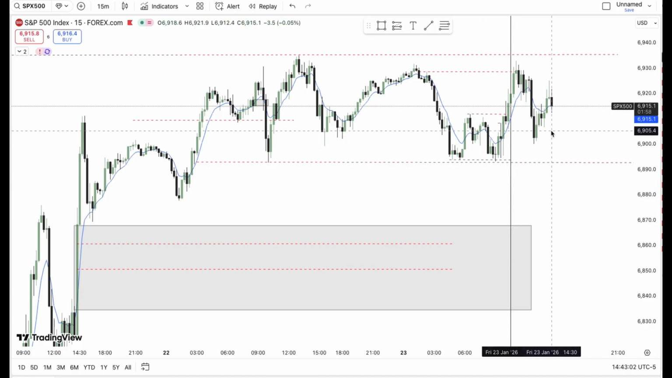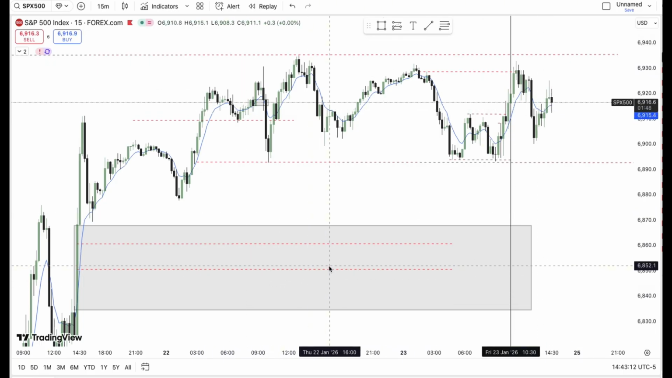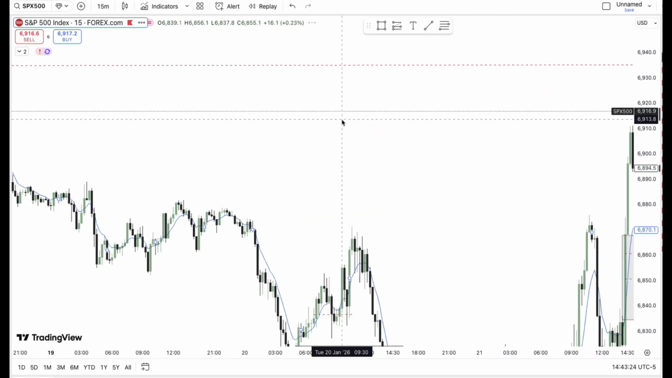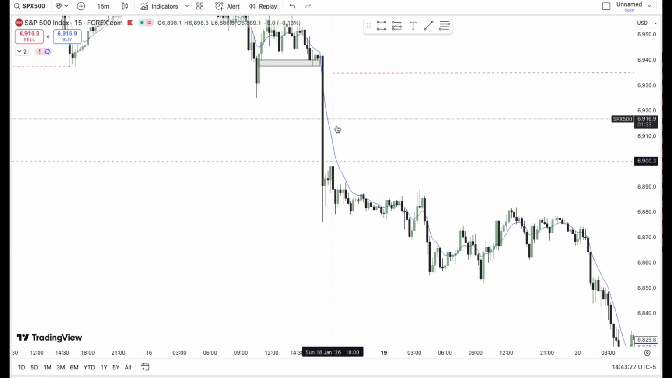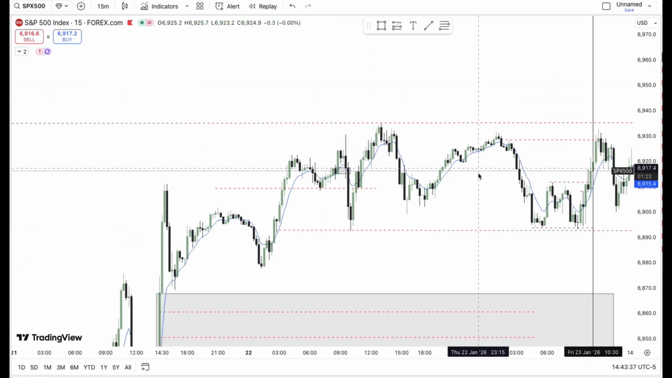Okay, so it's exactly 2:43. This is a 2:40 candle because we are using the 15-minute chart. And price is still trading within this high and low. All right, it's still trading within this fair value gap, right? The high of the fair value gap and the low of the fair value gap. The price has traded within that zone all day.